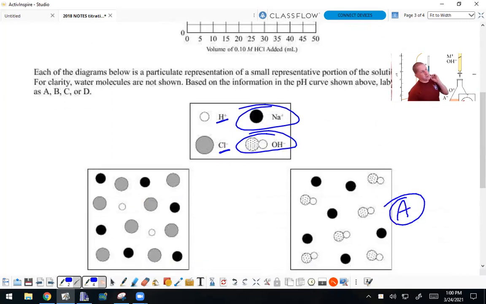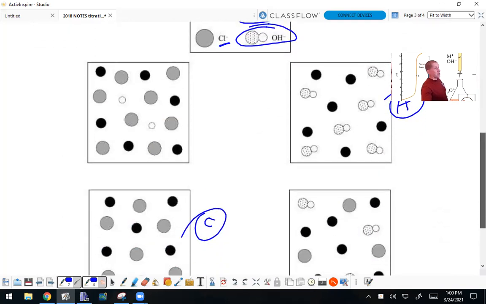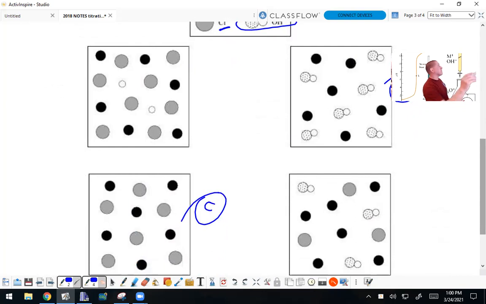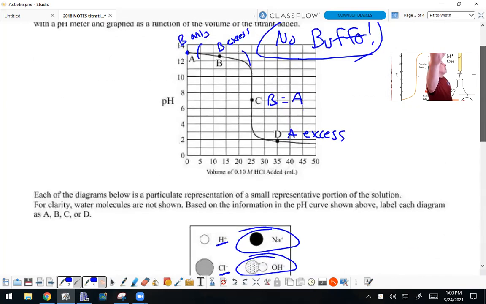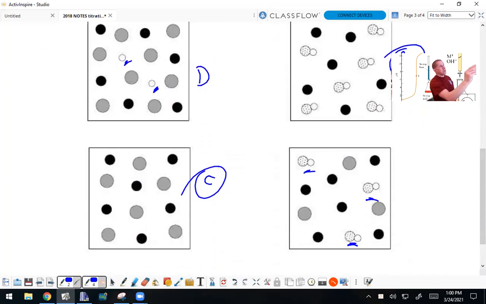So this is letter A this time. So we're starting with the base. This is the equivalence point. So now the other two. So here we have base left over. Here we have acid left over. So D is going to be when the acid is in excess. We have acid left over. And then B is going to be when we've started adding acid, but not enough. The base is left over.